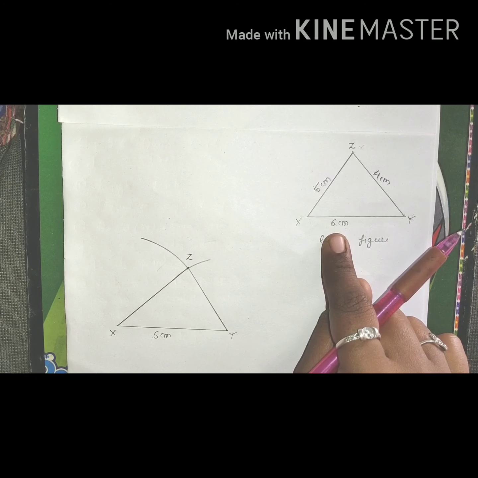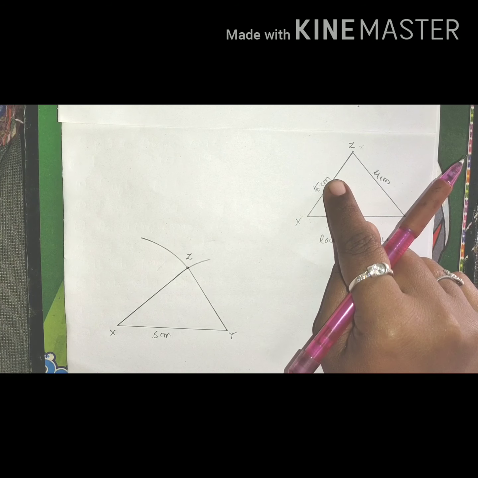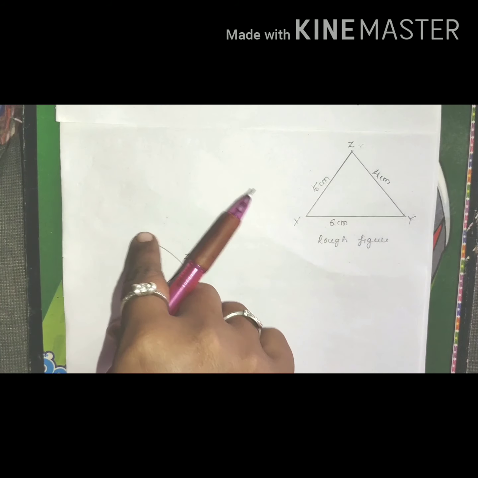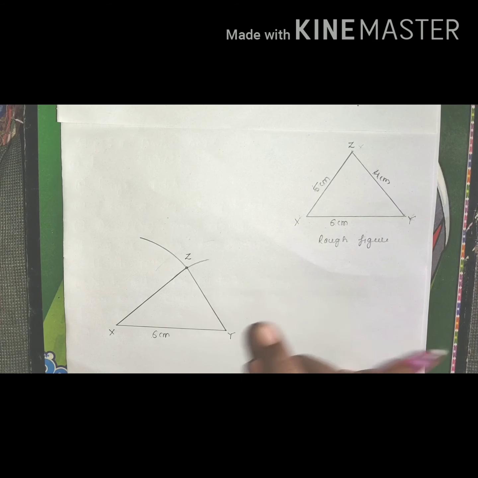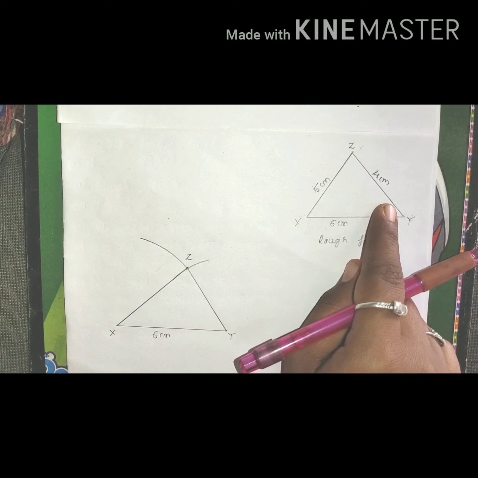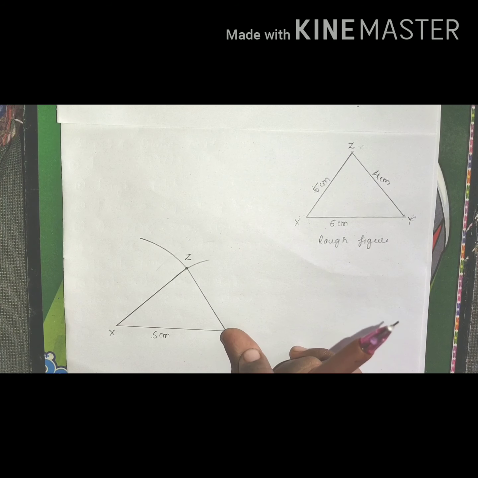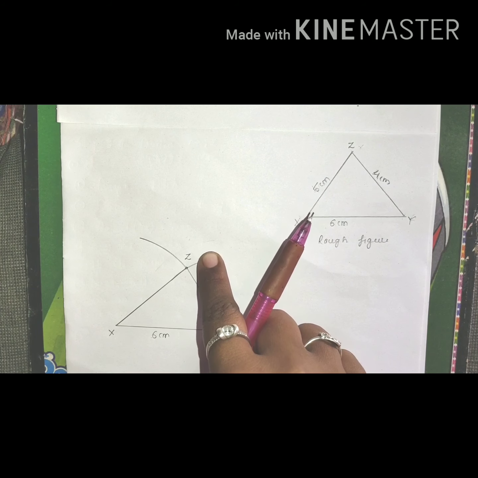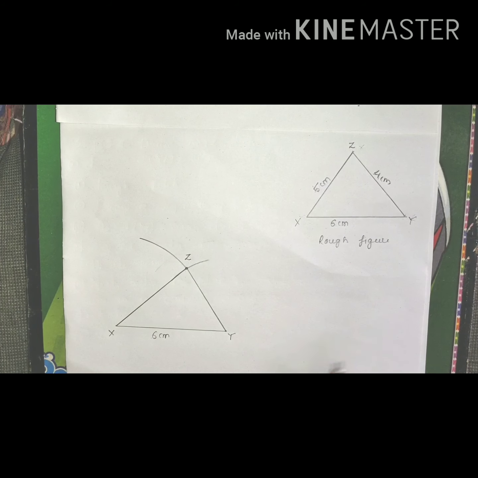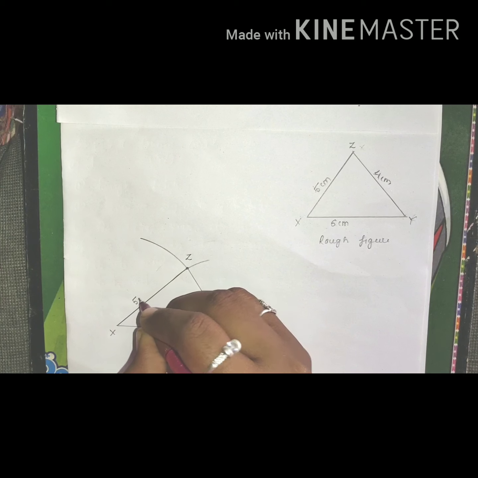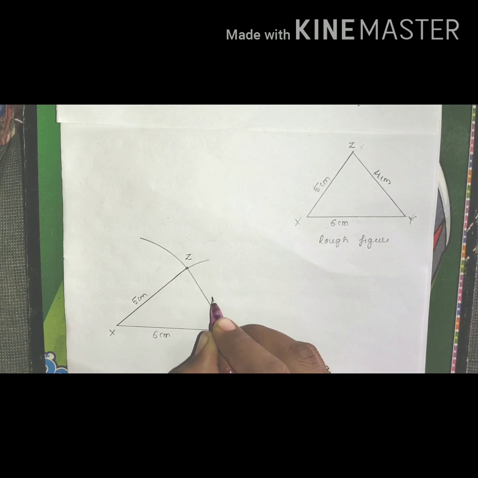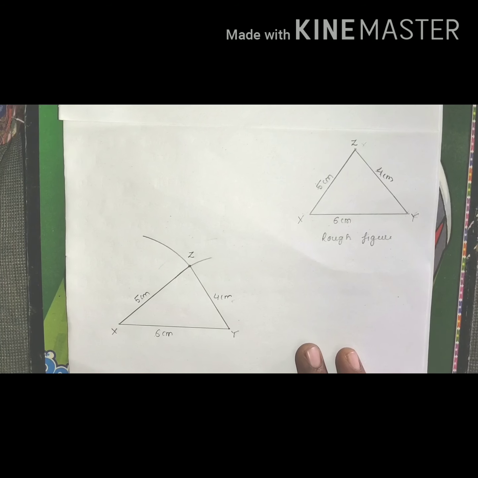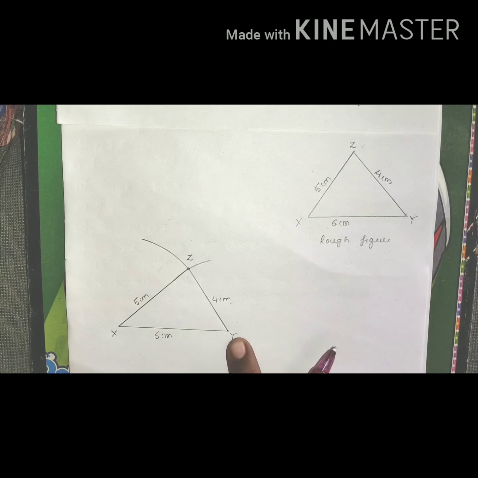Next, in a compass, take a distance of 5 centimeter. Keep the compass at point X. Draw the arc. Next step, take a distance of 4 centimeter. Keep the compass at point Y and draw another arc which is going to cut the first arc. This is the length 5 centimeter and this is 4 centimeter. Here we have the triangle XYZ.